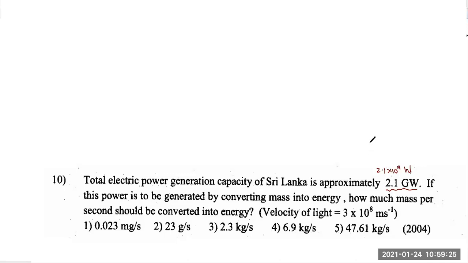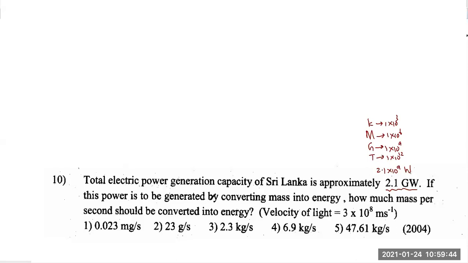Because giga represents 1 into 10 to the power 9. Mega represents 1 into 10 to the power 6. And kilo, simple K, represents 1 into 10 to the power 3. So in that line, giga should be 1 into 10 to the power 9. And next one is tera. That is 1 into 10 to the power 12. It goes on like that.